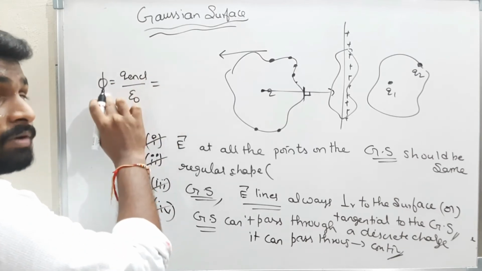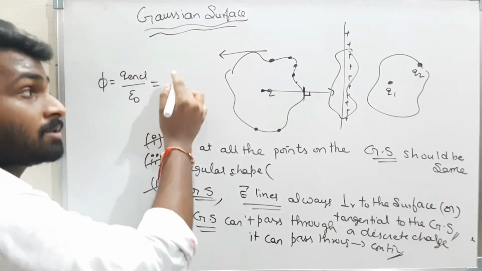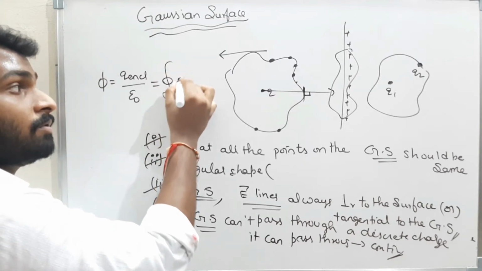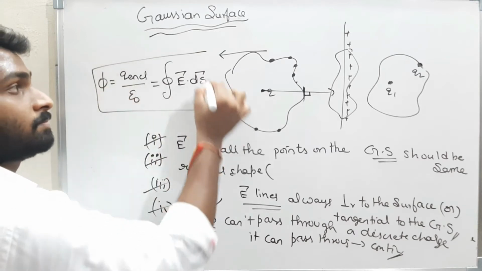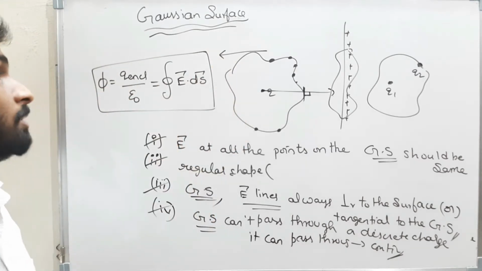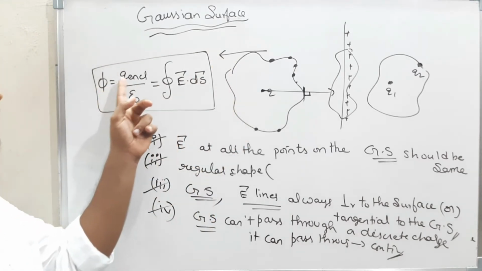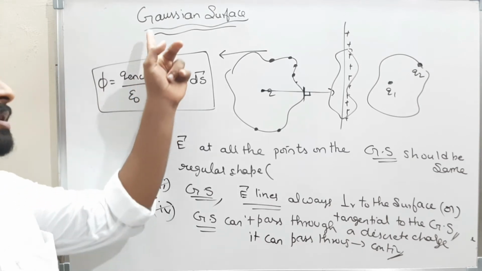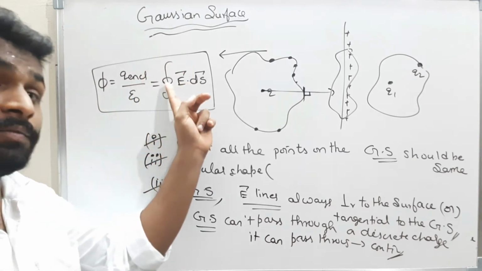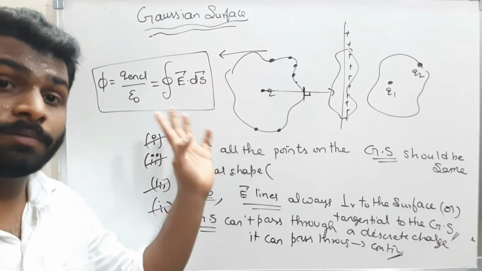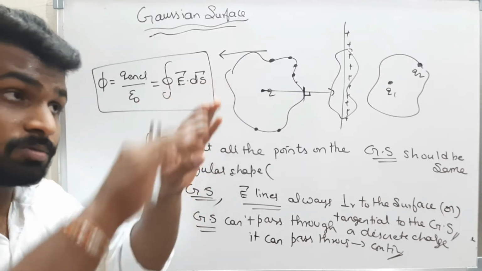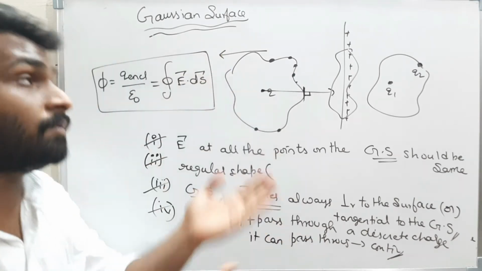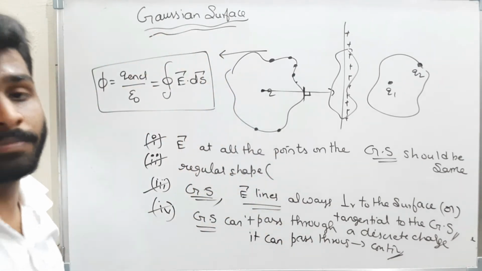And what is the other form of flux? Electric flux we studied, that is the surface integral of E bar dot ds bar. Do you remember this? Flux is equal to Q enclosed by epsilon naught. Just now we have seen Gauss law, and it must be equal to the surface integral of E bar dot ds bar. For solving the surface integral, I have to assume a closed surface. That closed surface is nothing but the Gaussian surface.